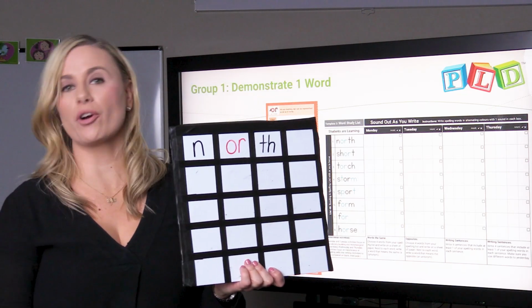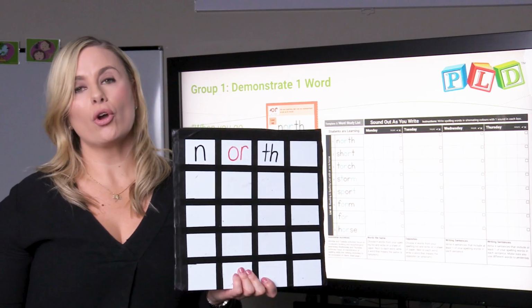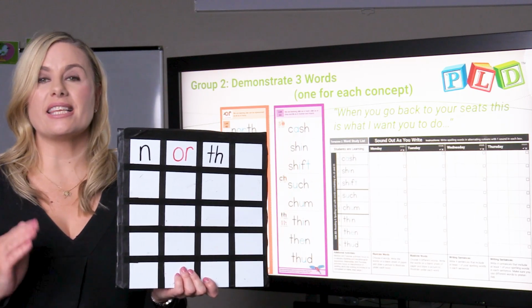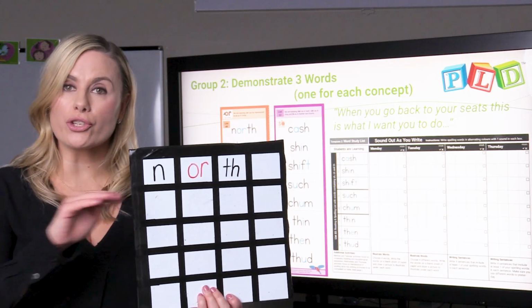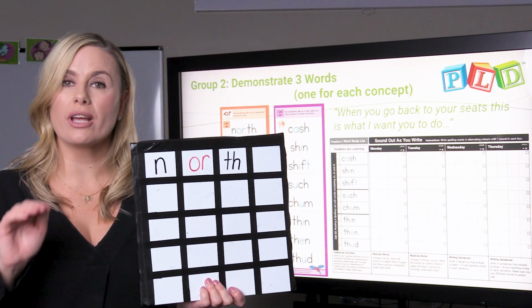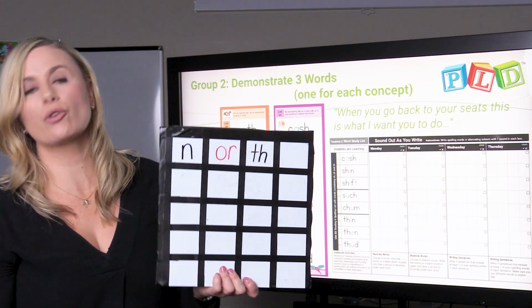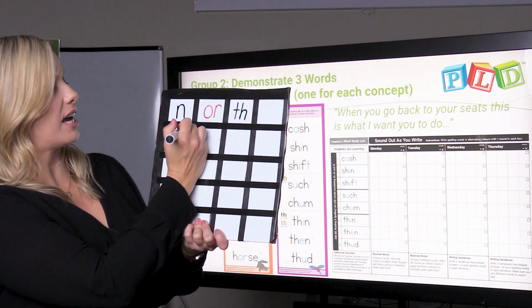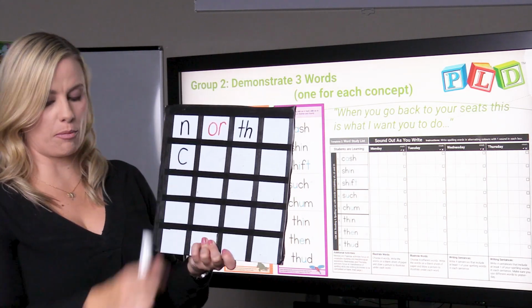And you would repeat the process with the rest of your list. Group 2, when you go back to your seats, this is what I want you to do. You're going to read your word, cash. Sound out the word cash. What's my first sound? K. Sound and write k into my first sound box.